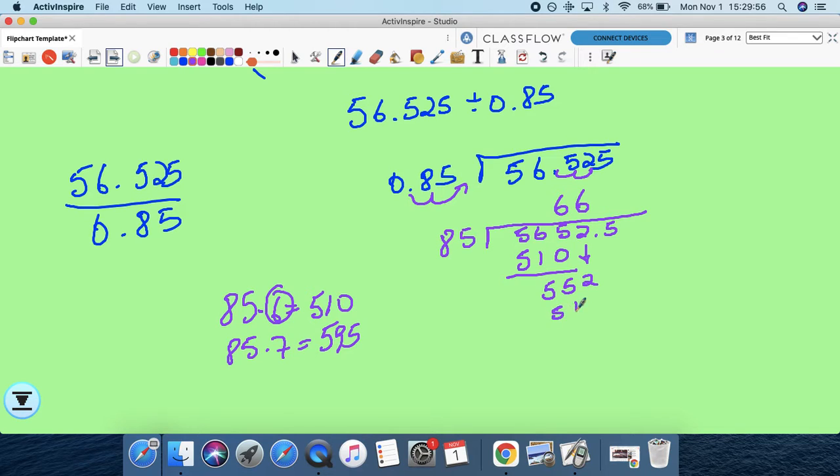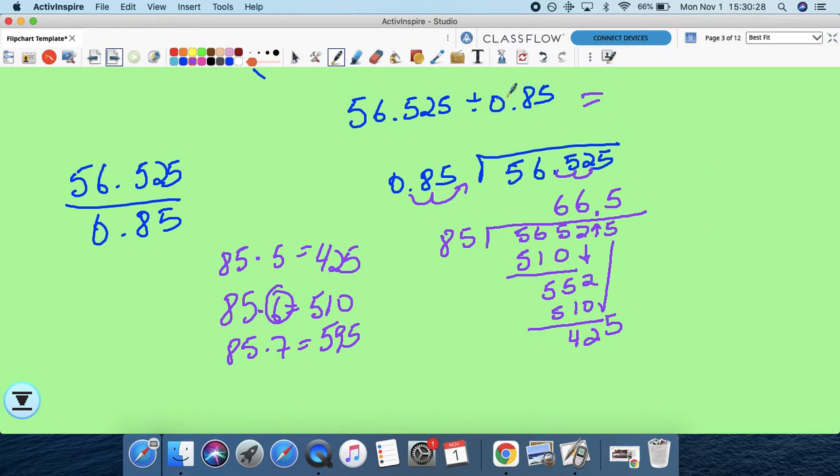That's going to give us 510. 2 minus 0 is 2. 5 minus 1 is 4. And then we're going to bring that 5 down. How many times can 85 go into 425? Well, let's try 5 times. 85 times 5 is, look at that, 425. Oops, I forgot to put a decimal up, right? That decimal has to go up. So 85 goes into 425 5 times.